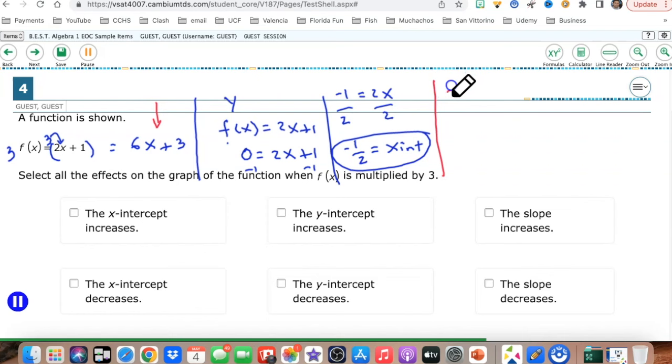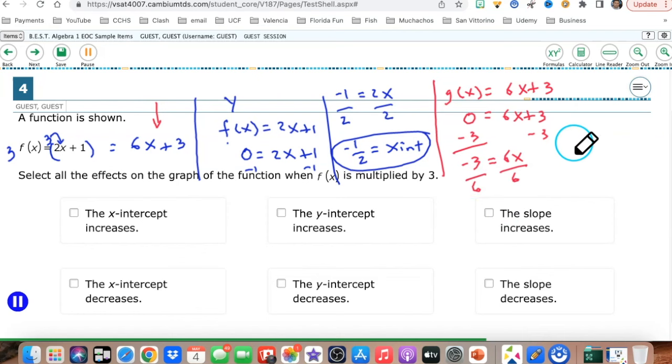So remember, let's call that g of x equals 6x plus 3. To find the x-intercept, I make this 0. 6x plus 3. Leave the x by itself, minus 3 on both sides, and I'll get 6x. And then divided by 6 and divided by 6. If I simplify 3 and 6, I'm going to get negative 1/2. Divided by 6 cancels out, and this is going to be 1/2.